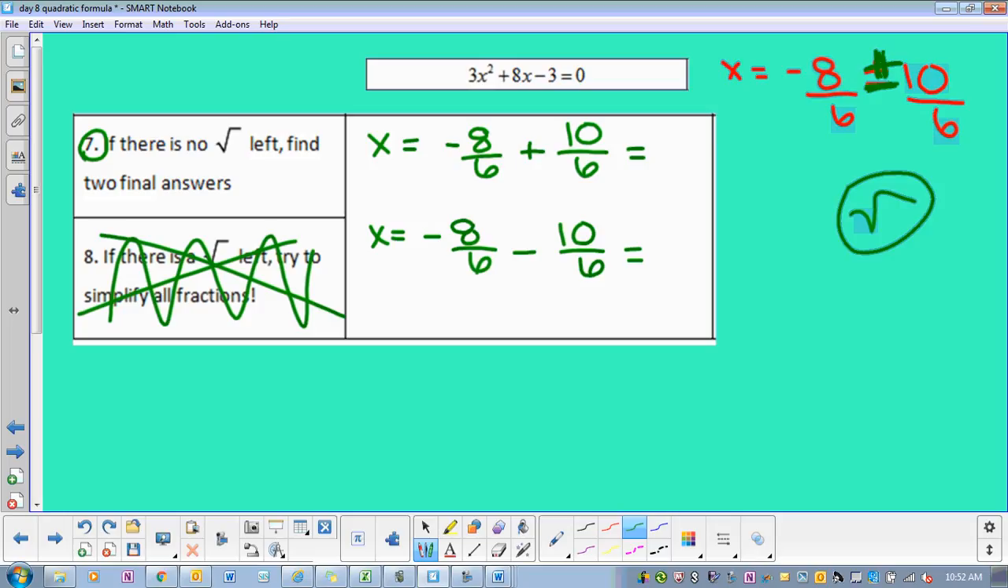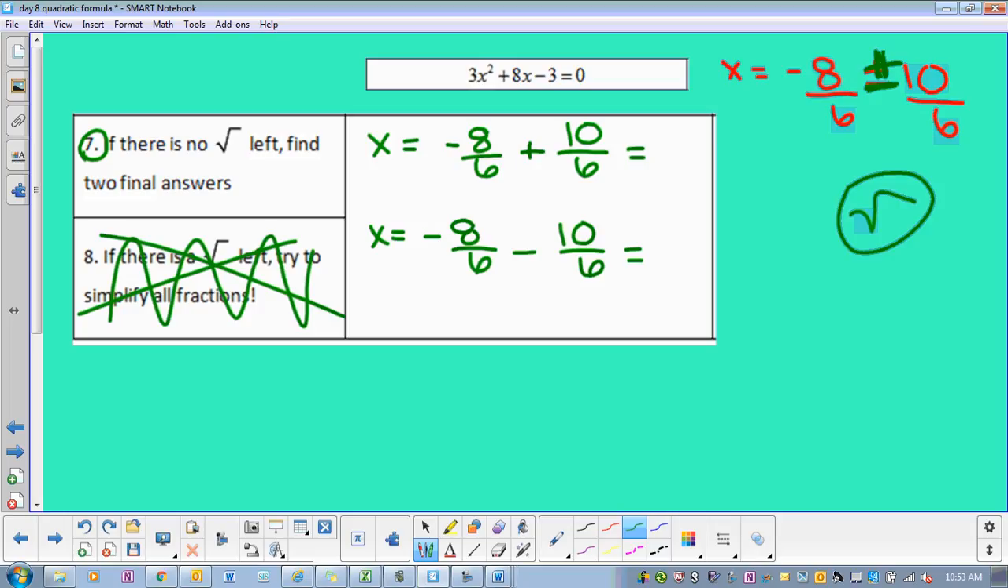That means -8/6 plus the 10/6 from the plus or minus. And then you have a -8/6 minus a 10/6 from the plus or minus. Does that make sense? Yeah? Okay, we'll try another one too. Okay?